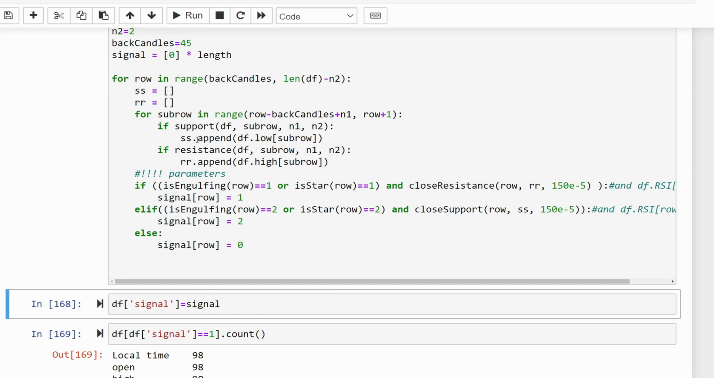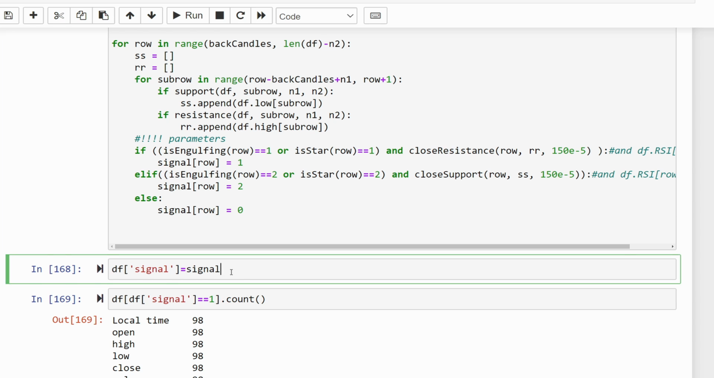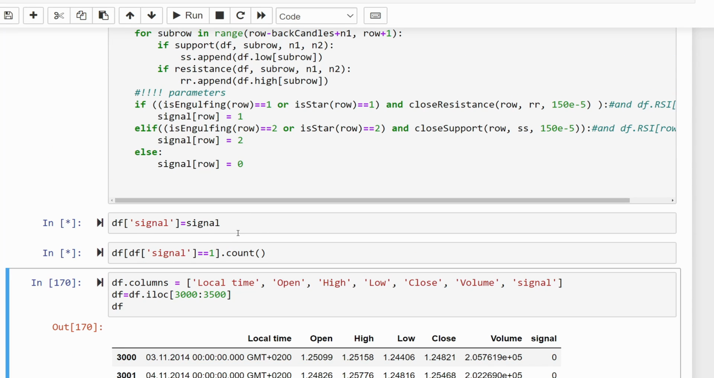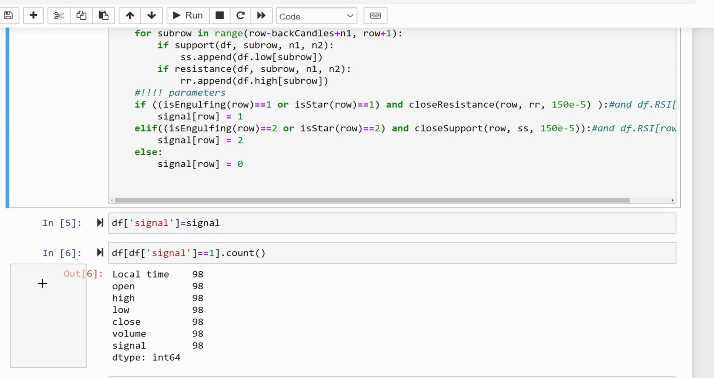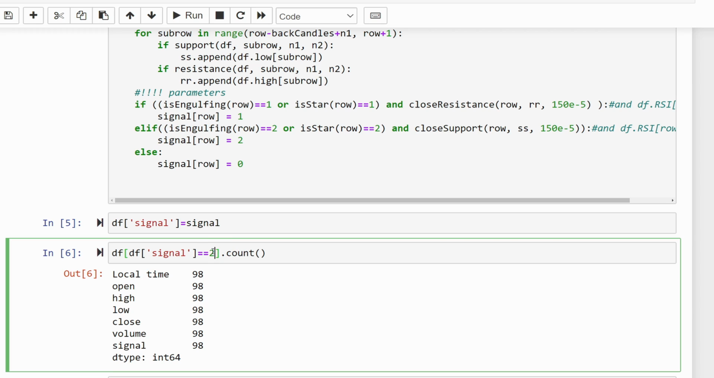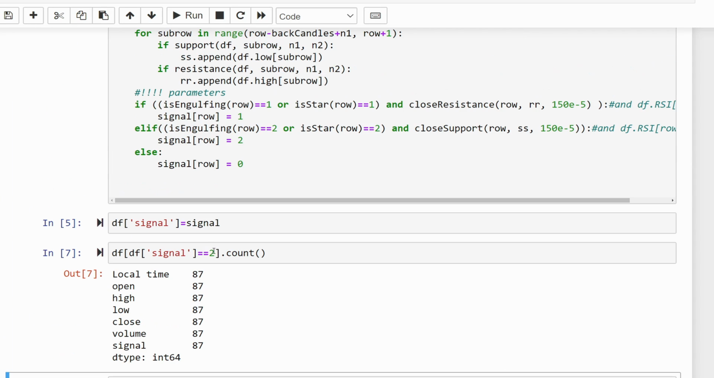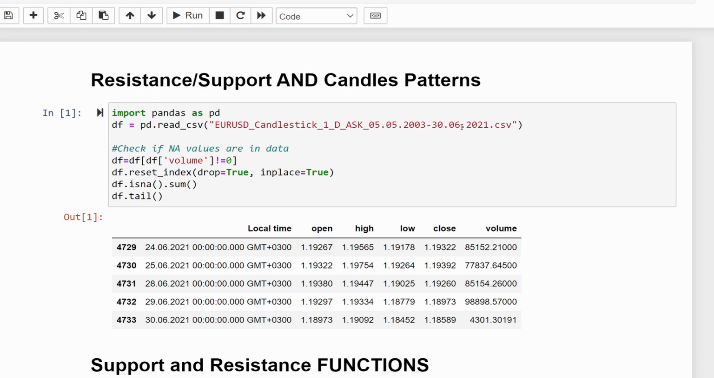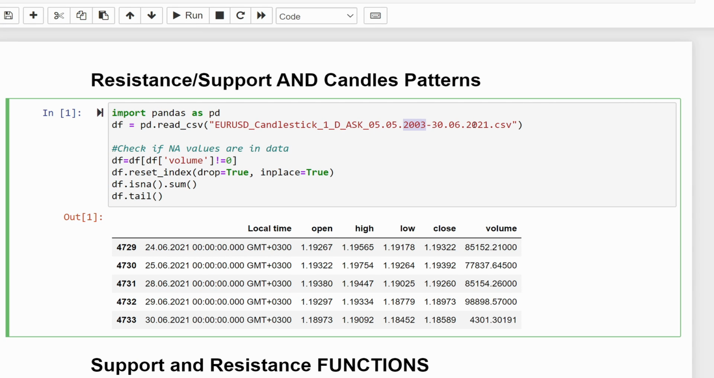I will have to run this cell and run this one. And then I'm simply going to count how many signals I got, just to check if my functions are working properly. So I'm getting 98 selling signals, and we can also check for the buying signals at this point. We have 87. Remember that here I considered data for around 18 years, I think. So it's since 2003 up to 2021.